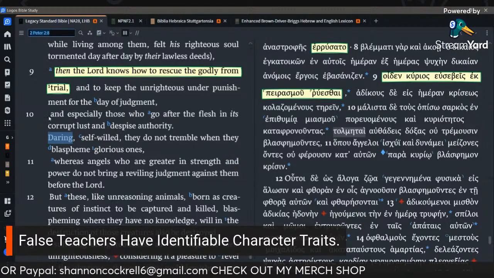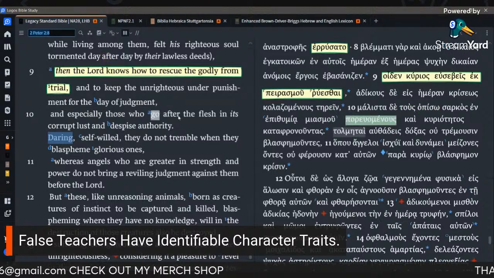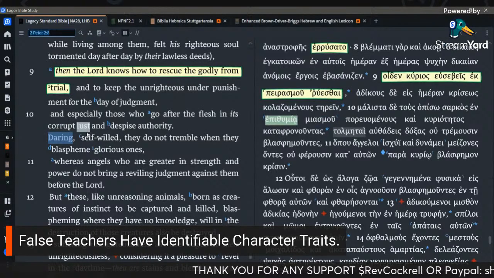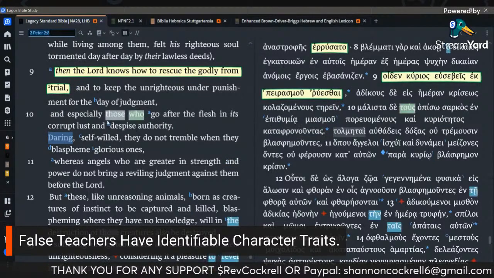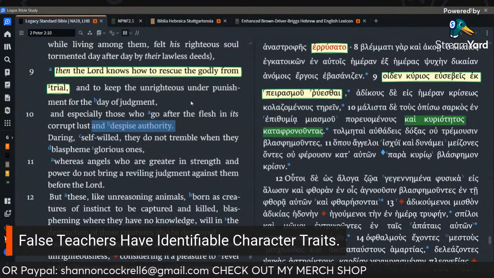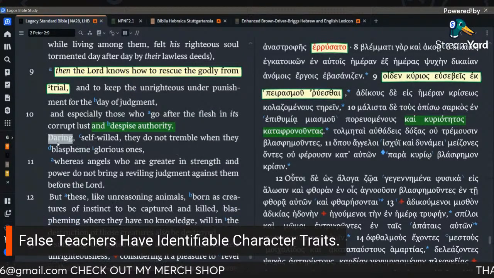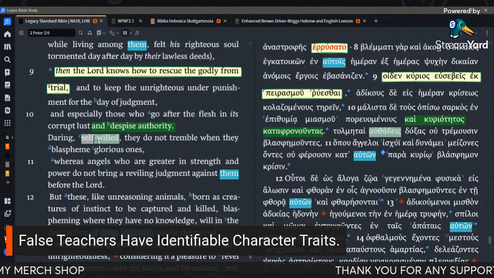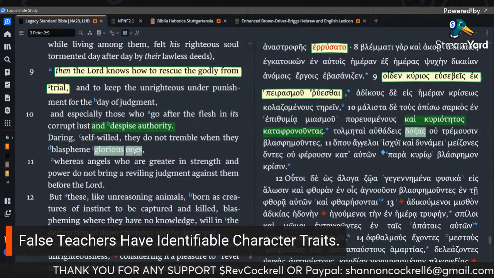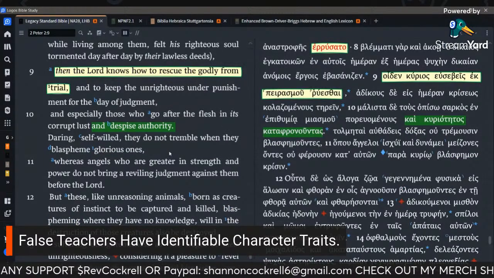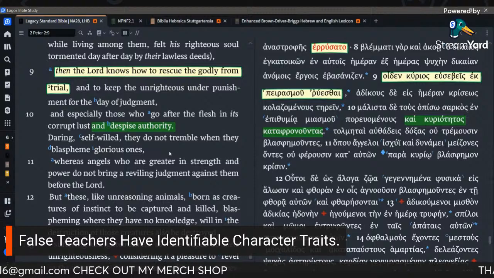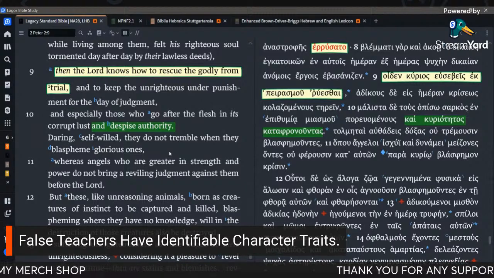So in verse 10, notice what he says here: especially those who go after the flesh. It's sinful, it's carnal, in its corrupt lust, and they despise authority. False teachers often hate authority. They don't like to be under authority. They want you under their authority. He says they're daring, bold, self-willed, arrogant. They do not tremble when they blaspheme glorious ones. In verse 18, they speak out arrogant words of vanity and pride. They entice by the sensual lust of the flesh.